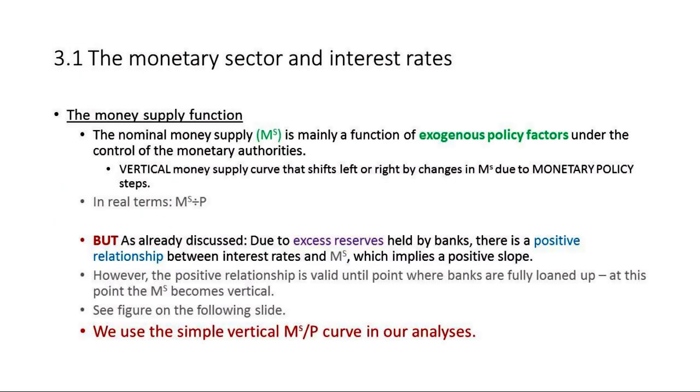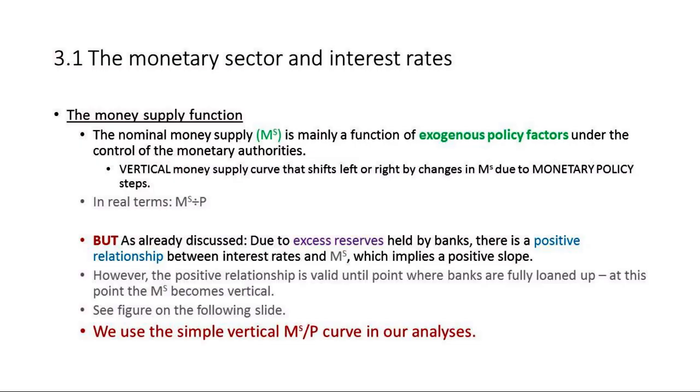So in the previous video, we talked about what exactly we regard as money. You'll recall all the different definitions of money. And now we proceed to talk about the money supply function. Now, typically, you can think about the money supply function as a vertical line. That means that it's completely exogenous and determined by the monetary authorities, in other words, the Reserve Bank, and it can only shift left or right depending on monetary policy steps.